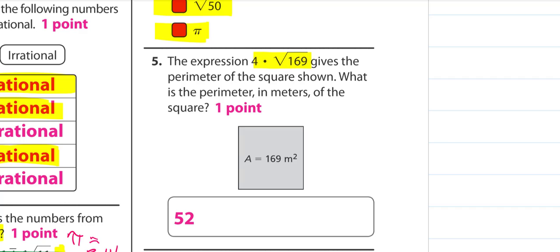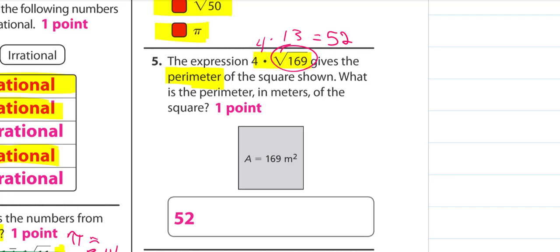So first, let's simplify this, and then we'll take a look and make sure we understand the difference when we see perimeter and when we see area. The multiplication that we have to do is, first, we have to find the square root of 169. We know that the square root of 169 is going to be 13. And so the multiplication then is 4 times 13, and that's going to give us 52. So 4 times 13 is going to equal 52.